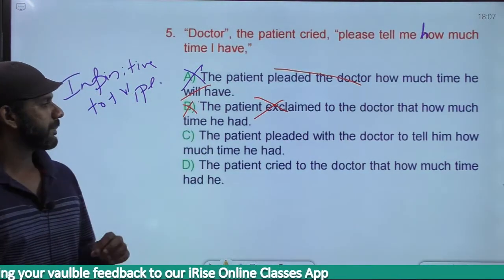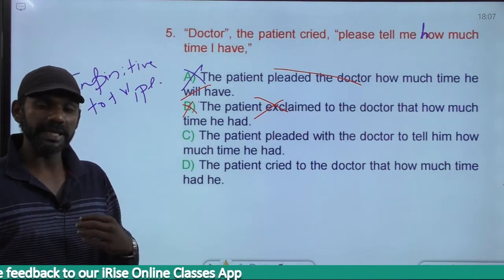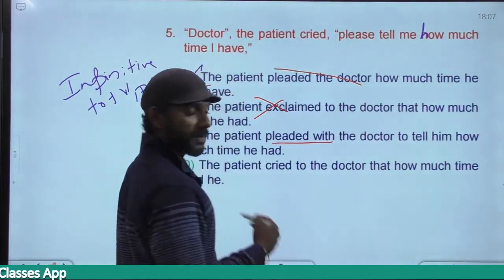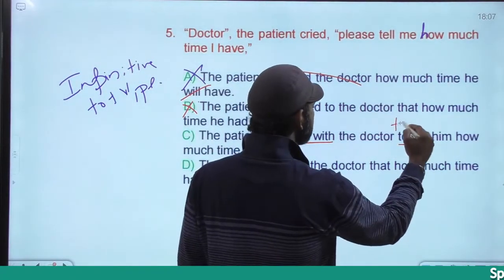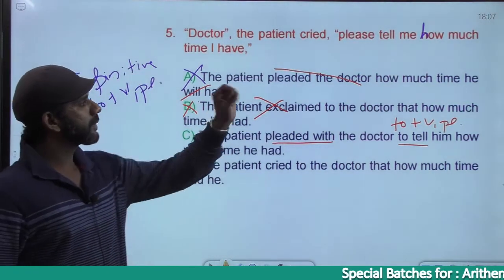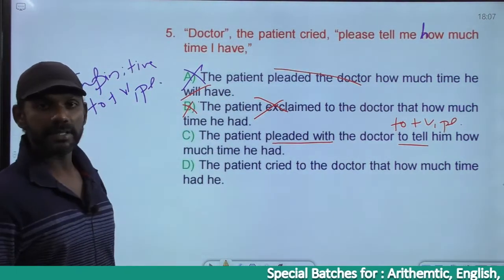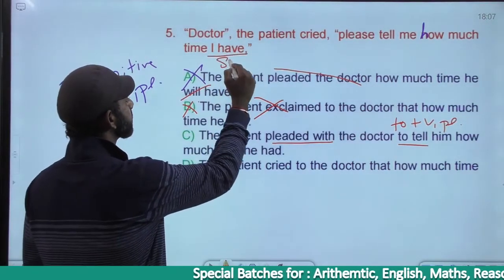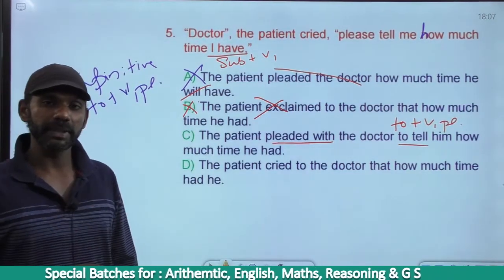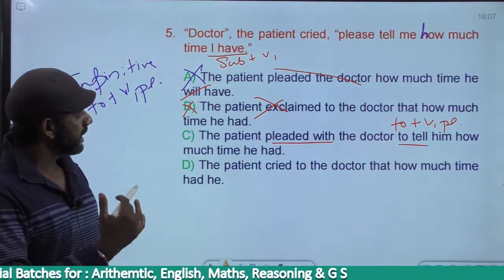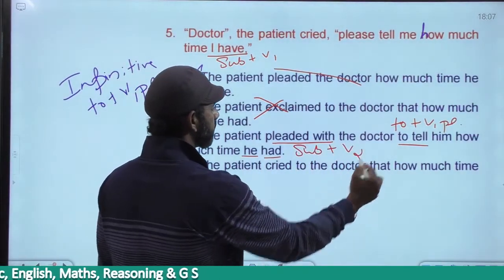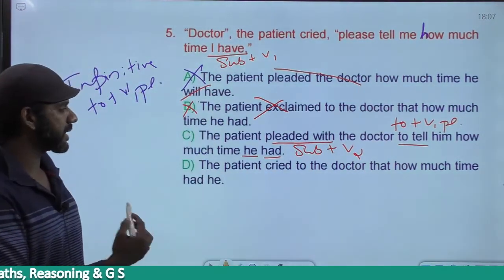Come to option C. The patient pleaded with the doctor. Pleaded with is a correct usage. So the patient pleaded with the doctor is correct. To tell him, to tell is to plus V1, infinitive. How much time he had. Come to the question. Please tell me how much time I have. I have is subject plus V1, simple present. According to the rule, simple present must become simple past. How much time he had. He had is subject plus V2, simple past. That is also fine. Option C must be considered.